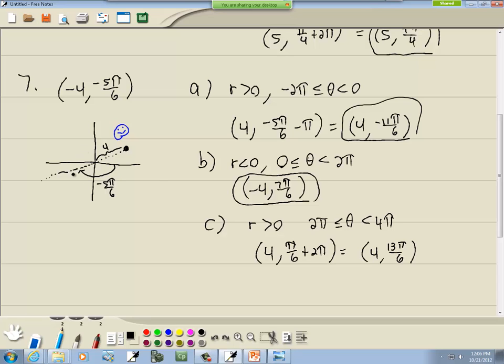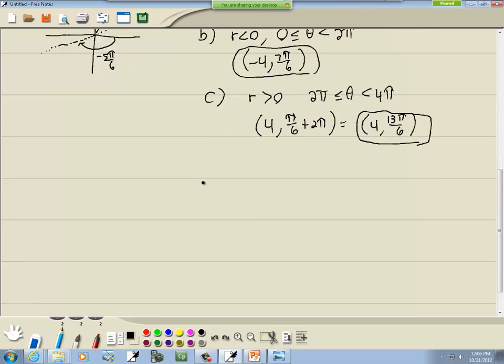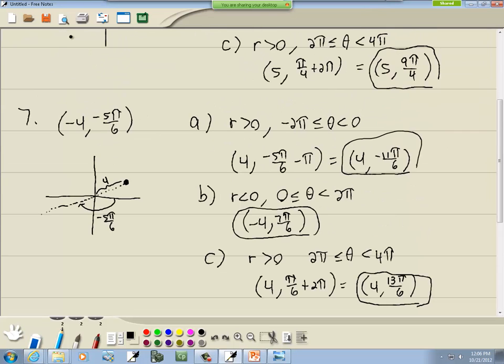So if I start here, 2 pi is all the way around, 1/6 pi, pi over 6, is right there. And then my r is positive, so I'll go out in this direction. Oops, I didn't circle it. And those are our answers. Let me save that.